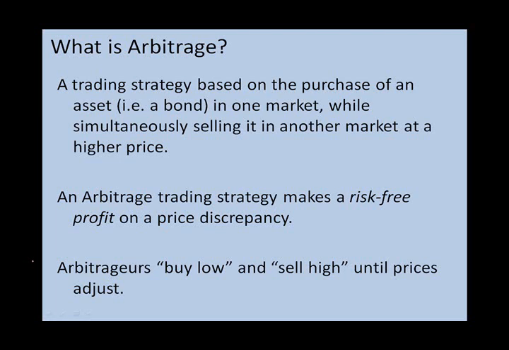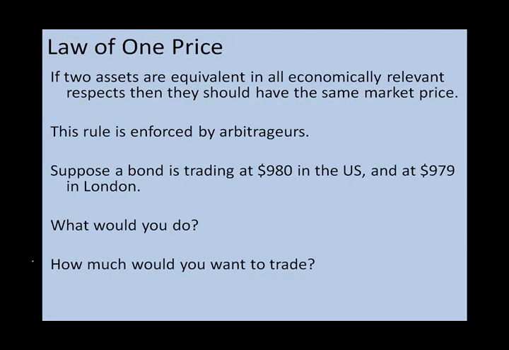How is this linked then to the law of one price? Well, first of all, what is the law of one price? The law of one price just states that if two assets are equivalent in all economically relevant respects, then they should have the same market price. You could think of a textbook. If you've got a textbook in the US, it should be the same price as if you bought it in the UK. The law of one price is enforced by arbitrageurs.